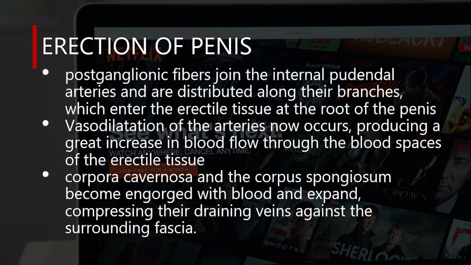The postganglionic fibers join the internal pudendal arteries and are distributed along their branches, which enter the erectile tissue at the root of the penis. Vasodilation of the arteries now occurs, producing a great increase in blood flow through the blood spaces of the erectile tissue. The corpora cavernosa and the corpus spongiosum become engorged with blood and expand, compressing their draining veins against the surrounding fascia.